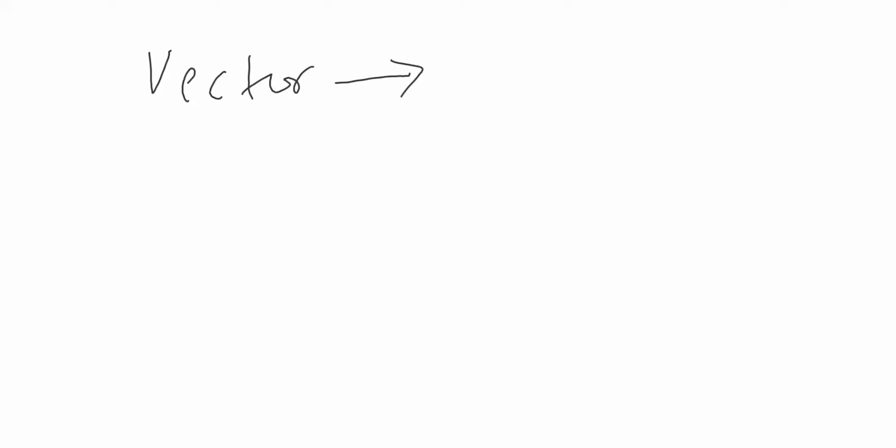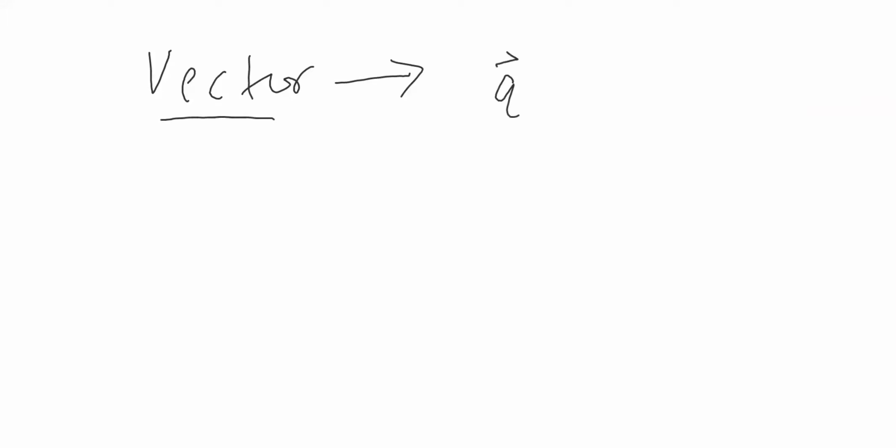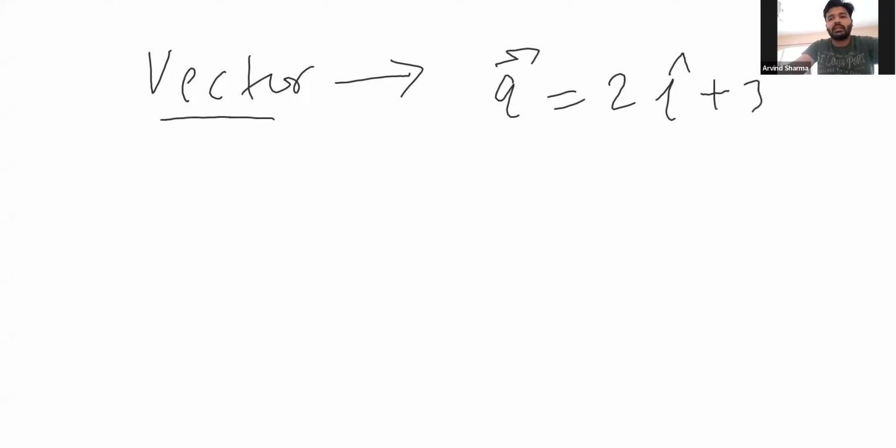So now let us take a summary over here of what we have discussed. We have discussed what a vector is. A vector is a physical quantity which has a magnitude and also a direction, right? Can you hear me? Yes, I can hear you. Now, this is the representation of a vector.